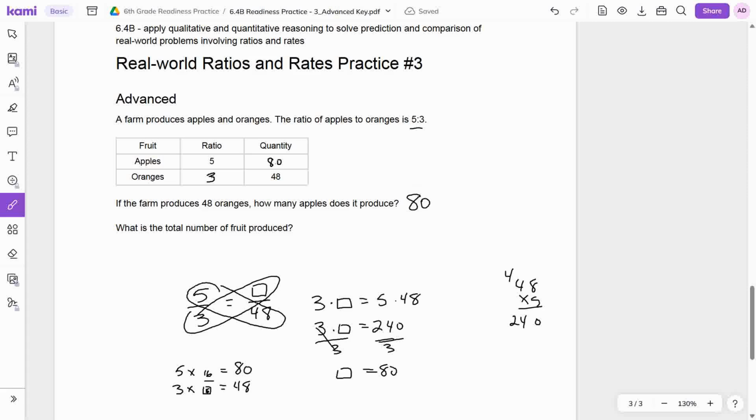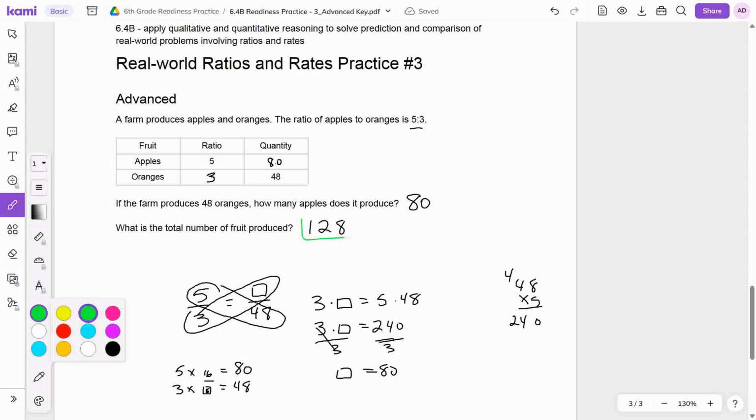Now, what's the total number of fruit produced? We're just going to add the 80 and the 48, and that's going to get us 128. So that is going to be how we answer these two questions.